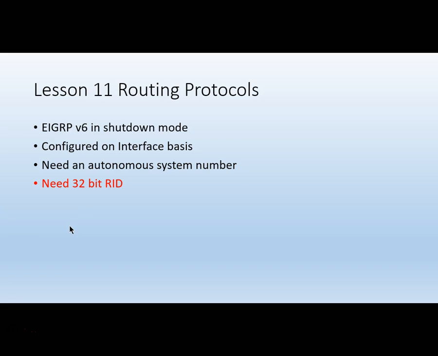EIGRP v6 by default is in shutdown mode. We have to give it a no shutdown command in order to turn it on. It also is configured on an interface basis, just like OSPF version 3, the IPv6 version, was. We need an autonomous system number in order to know which other routers to share our information with. So we have to configure the autonomous system number for IPv6 and then go to the interfaces and add the protocol to the interfaces. That activates the protocol on the interfaces and advertises them. And just like in OSPF, it needs a 32-bit router ID in order to function.